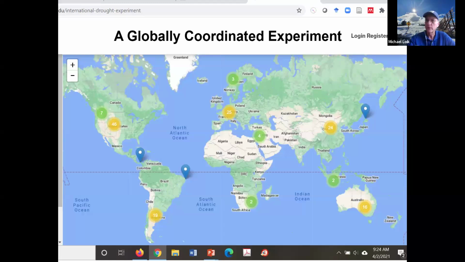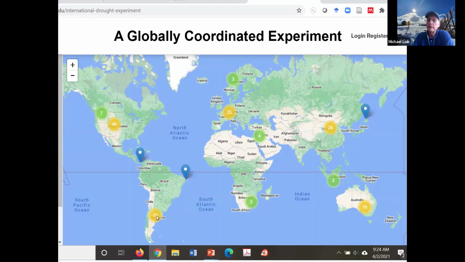And there were these shelter experiments that were built throughout the world, over 100 of them. So it's a globally coordinated experiment. It was supported by the NSF as a research coordination network. And you can see here, perhaps not surprisingly, a large number of sites in the United States and Europe.